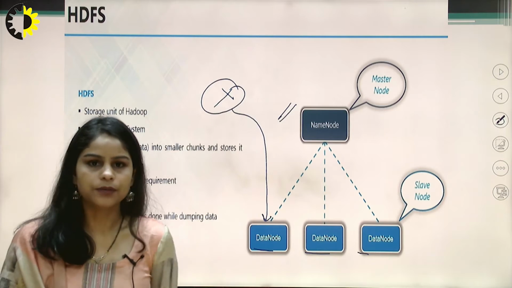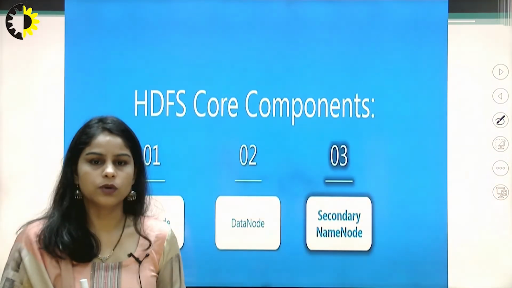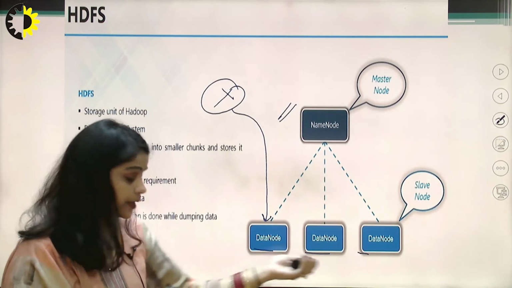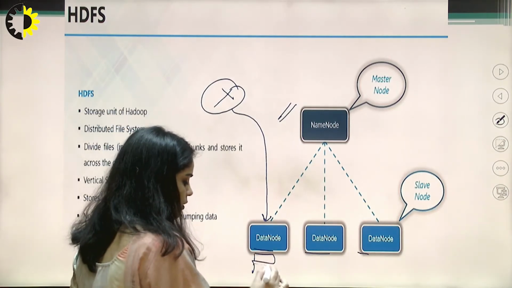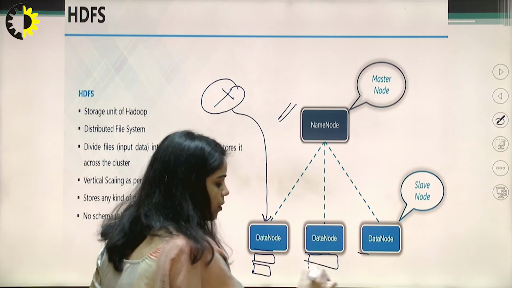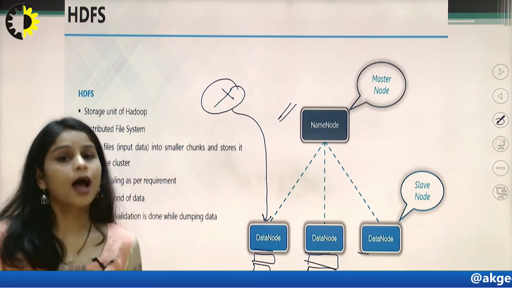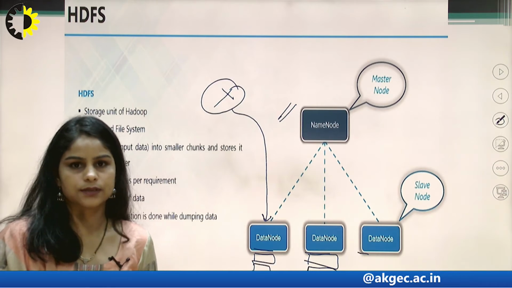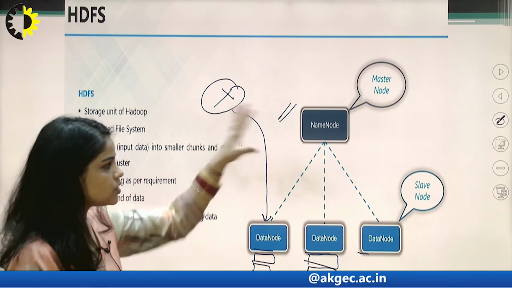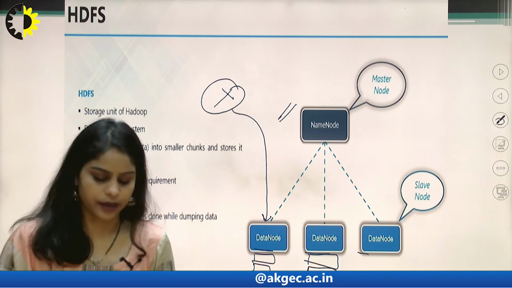Moving forward, the data nodes basically contain the data blocks. And these data blocks are nothing but the actual data, the actual files that we are dumping on the HDFS, right? So, this is how the HDFS structure looks.